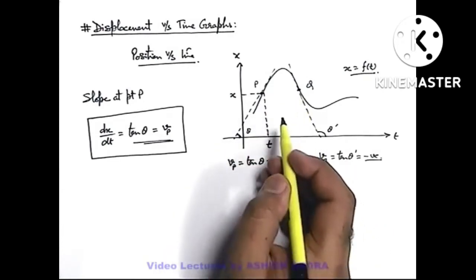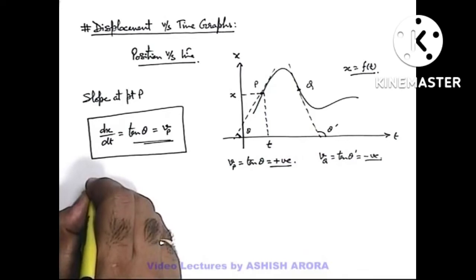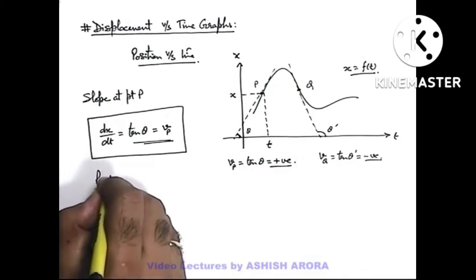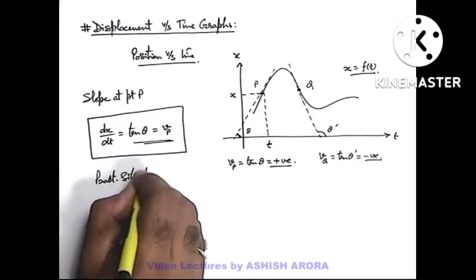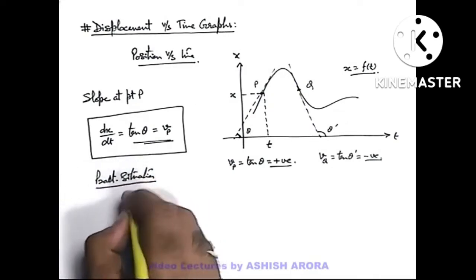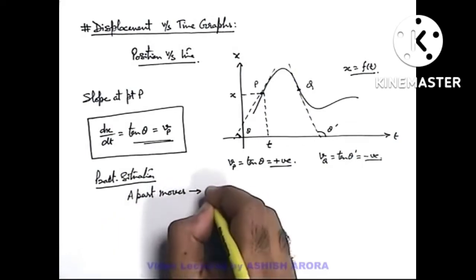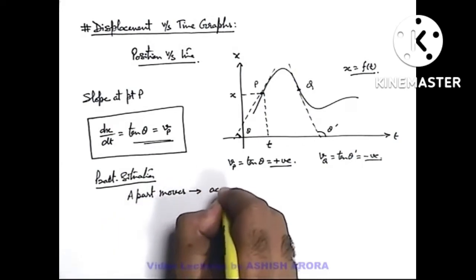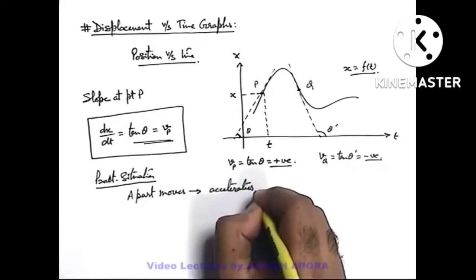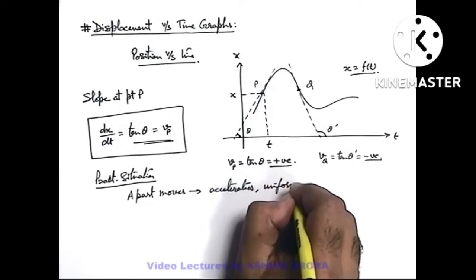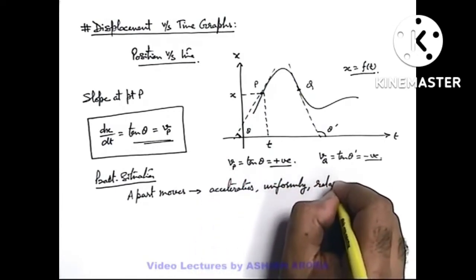We can also talk about various situations, like for a practical situation, say a particle moves in such a way that first it accelerates, then it moves uniformly, and then say it retards.